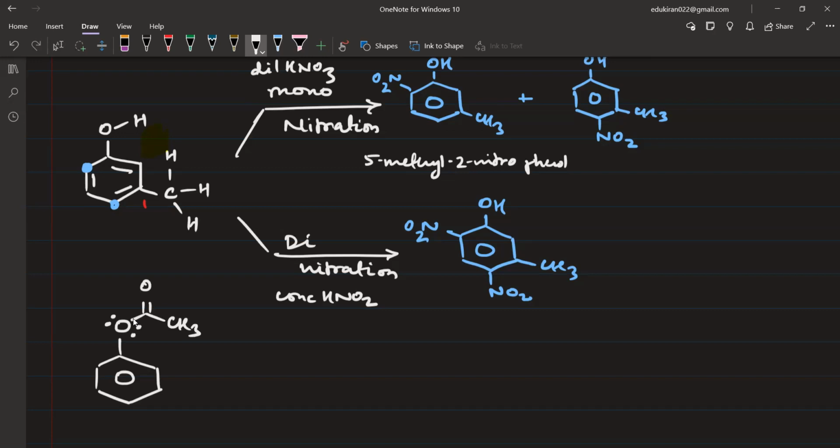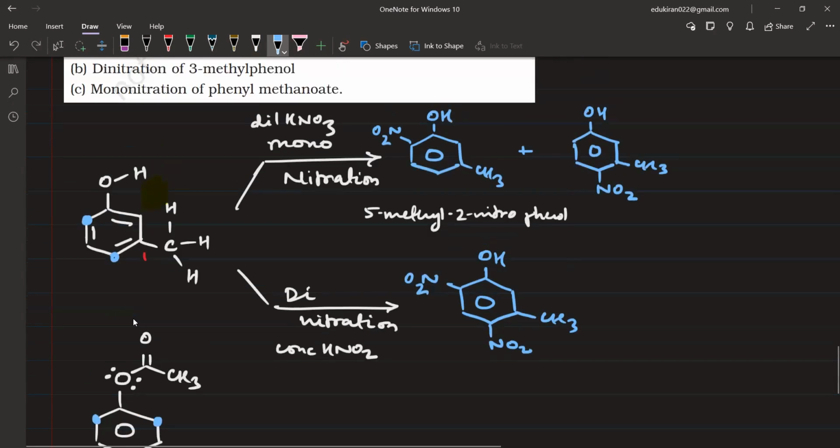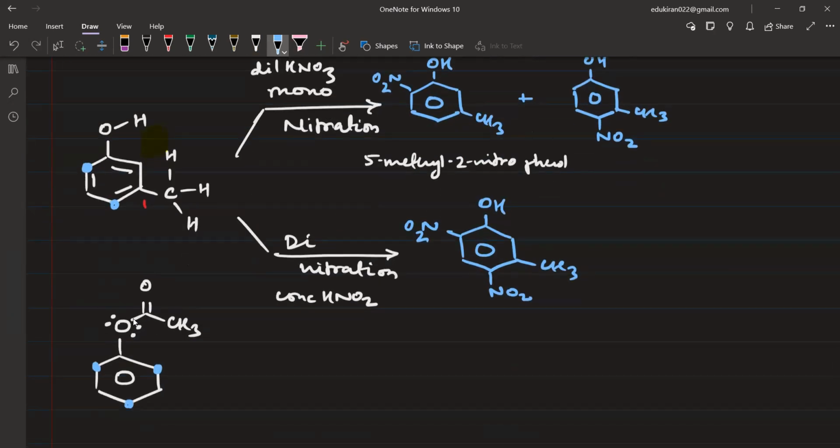Now this oxygen atom is very similar to the oxygen of phenol, because it has a lone pair of electrons. That is why the activated carbons will be ortho and para, so these are the activated ones. They are doing mononitration. In mononitration, what will we have? Two products can form.